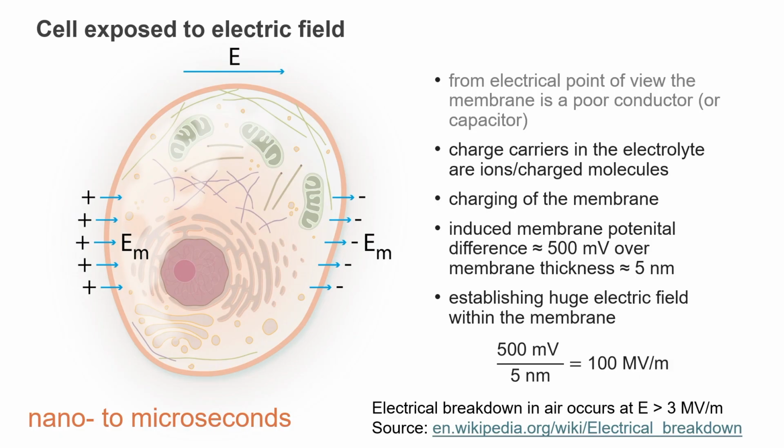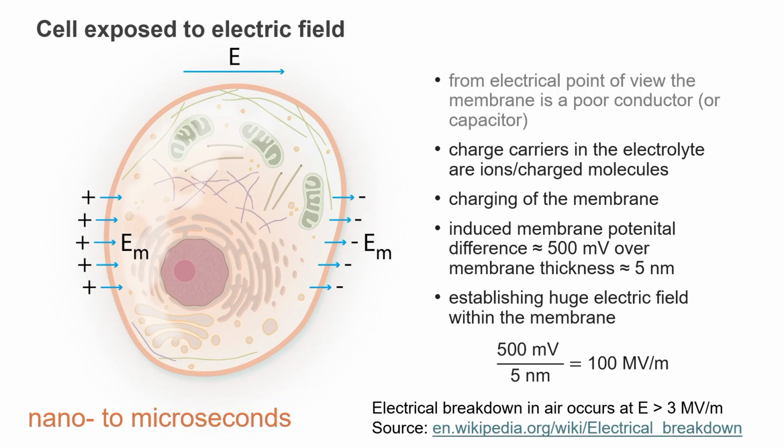From the electrical point of view, because I'm an electrical engineer by background, it's a very poor conductor, or you could even consider it as a capacitor. Now, as such, when you put it in the electric field, that is, when you deliver the electric pulses, it actually charges, for example, to 500 millivolts. Now, 500 millivolts across the distance of 5 nanometers represents 100 megavolts per meter.